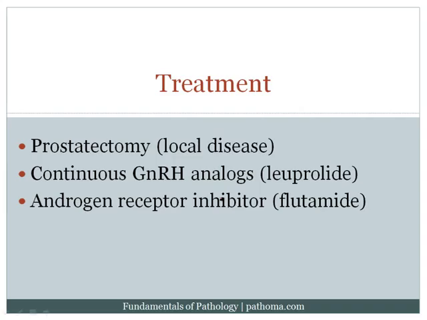With local disease, prostate cancer is treated with prostatectomy, so that is removal of the prostate. If there is advanced disease, continuous GnRH analogs, such as leuprolide, can be used. Now the idea here is that the GnRH analogs, when continuous, shut down the hypothalamus, which then reduces luteinizing hormone and FSH, which would then in turn decrease the ability of the prostate cancer to thrive because, of course, prostate cancer is androgen dependent.